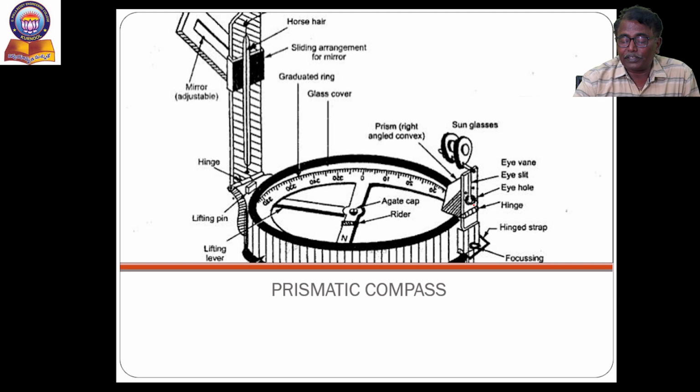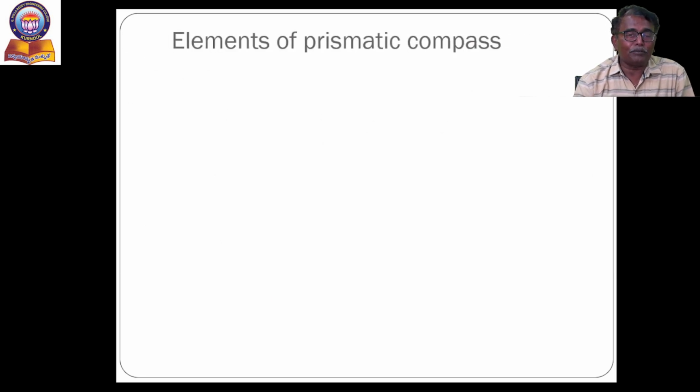Now the line of sight is established by the eye slit and the horsehair and its continuation. So for observing the reading, we have to look through the eye hole, and the coincidence is the horsehair, which is reflected on the bottom of the ring. By that, observation will be made in the prismatic compass. As a prism is used for reading the readings over the graduated ring, it is called a prismatic compass. These are the elements of a prismatic compass.